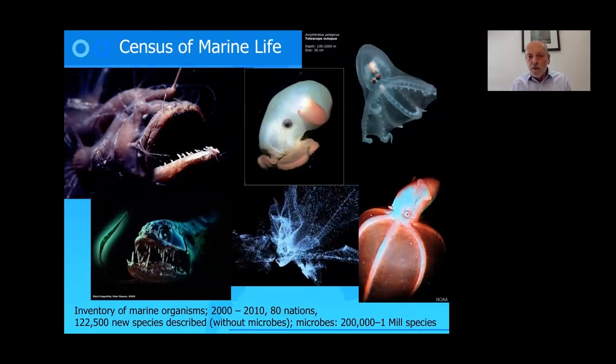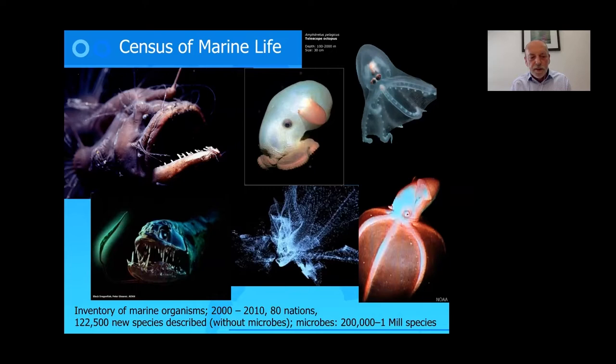We don't really know much about what kind of animals are living in the ocean. For this, the Census of Marine Life was created, which was a huge international effort to describe all the species there are in the ocean, focusing particularly on the deep sea, because the deep sea is largely unknown to us. There were 80 nations involved in this program, and it ran from 2000 to 2010, so for 10 years.